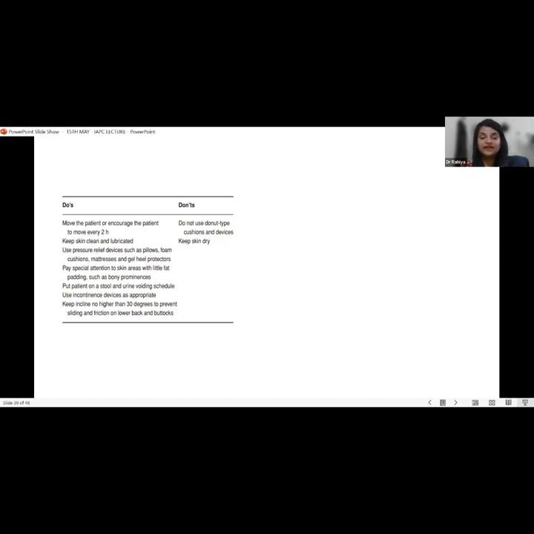Use pressure relief devices such as pillows, foam cushions, air mattresses, water mattresses, and gel heel protectors. Pay special attention to the skin areas with little fat padding, such as the bony prominences. Put the patient on a stool and urine voiding schedule. Use incontinence devices as appropriate. Keep the patient inclined no higher than 30 degrees to prevent sliding and friction on the lower back and buttocks.